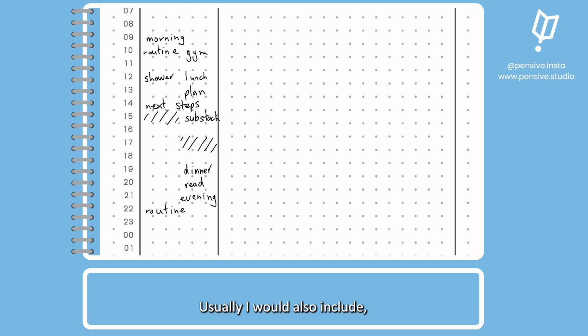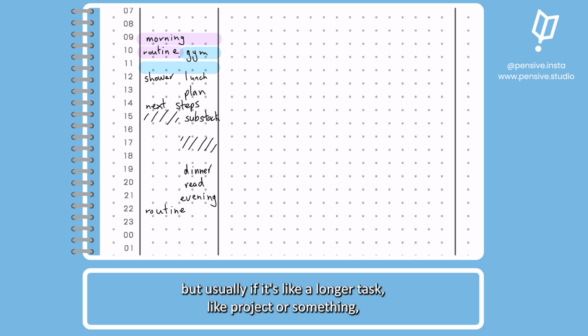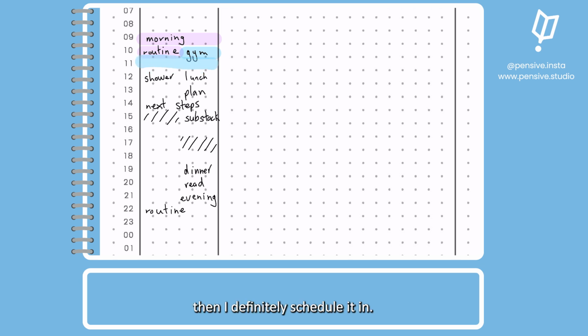Usually I would also schedule in the tasks. Well, you'll see in a bit, the tasks that I wrote down are kind of included within the activities, and one will literally take me 10 minutes, so I didn't bother writing them in this time. But usually if it's a longer task, like projects or something, then I'll definitely schedule it in.